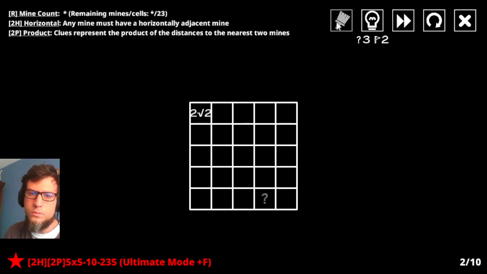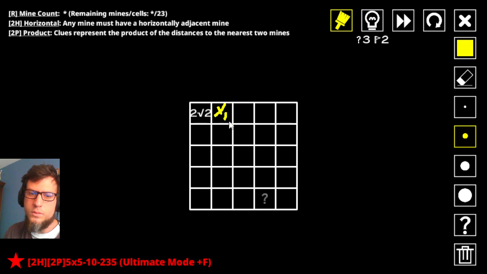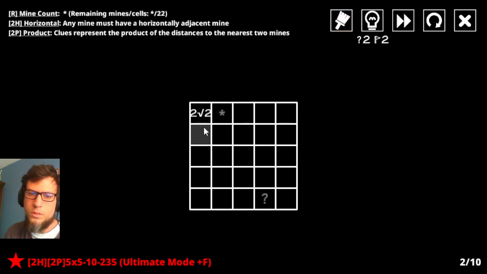2 root 2. So this is a mine, then so is that. That's only 2, so we can't have these. If you need 2 root 2, you need a 2 and a root 2. Because we don't have a 1, that is the only other combination. So we need this.